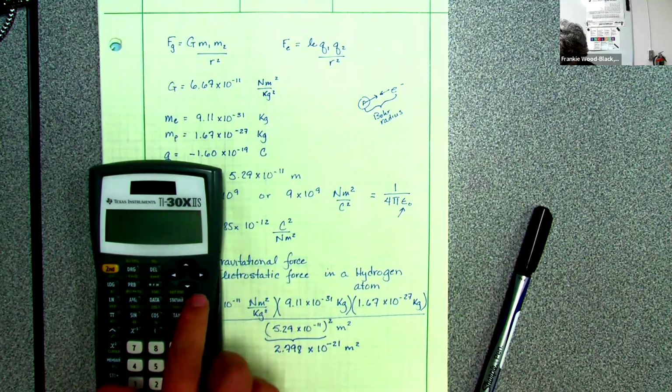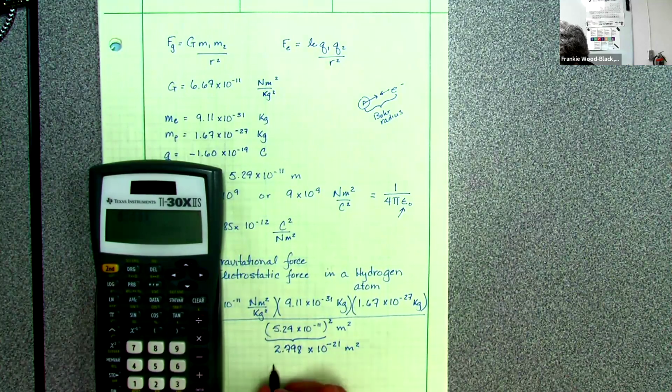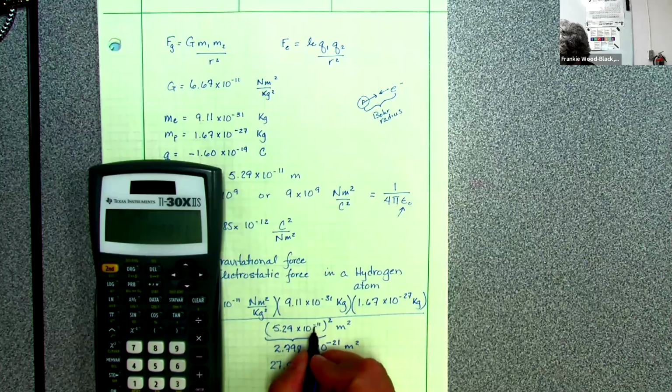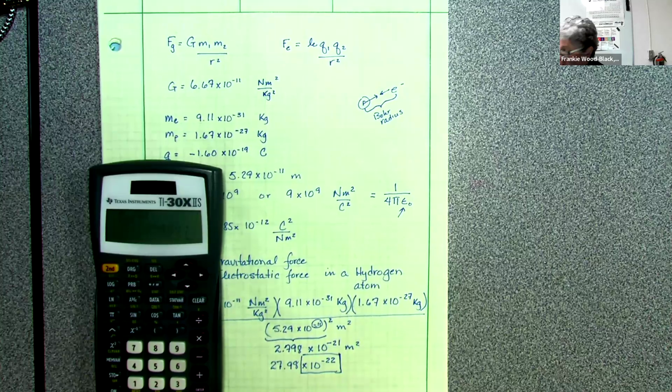Now I want to show you something. If I do my 5.29 and I square that, I'm going to get 27.98. But if I double this, look at how we play with our exponents. This is actually times 10 to the minus 22. So there's a reason that I can take those scientific notation numbers outside.